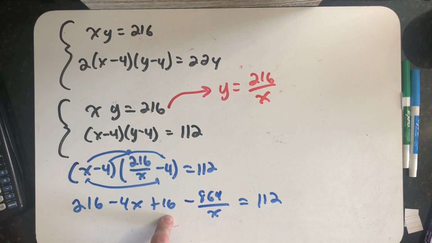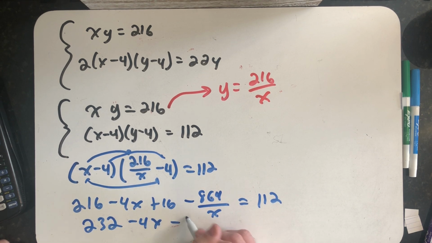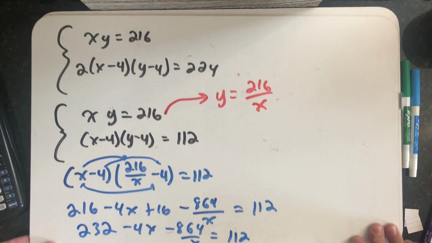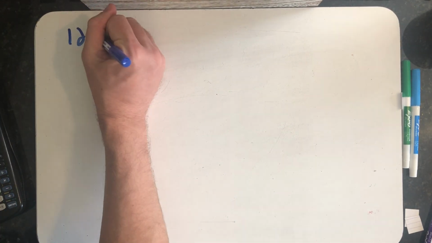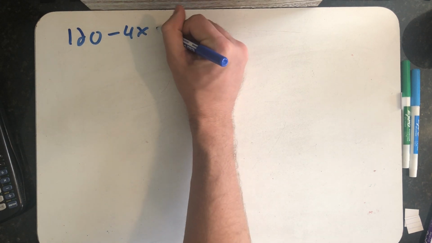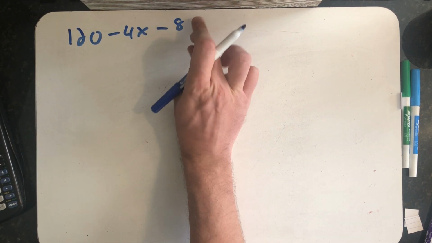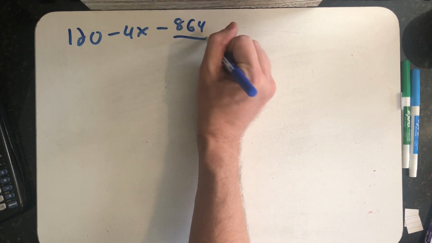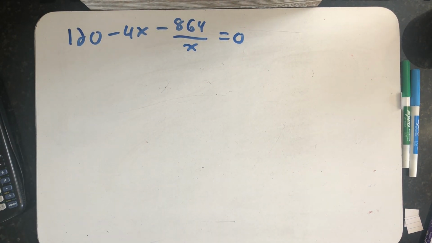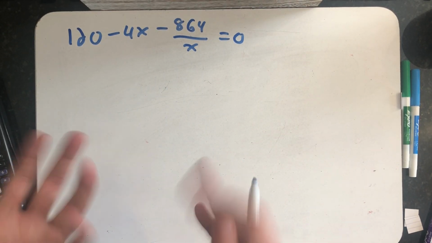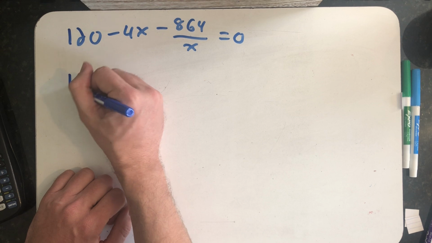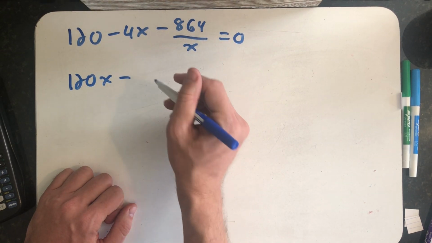I have two like terms, 216 and 16, which is 232. Minus 4x minus 864 over x equals 112. Well, let's see. Let's take 112 away from both sides. We'll have 120 minus 4x minus 864 all over x is now equal to 0. Well, to make this equation simpler, let's multiply everything by x, clearing the equation of that denominator.